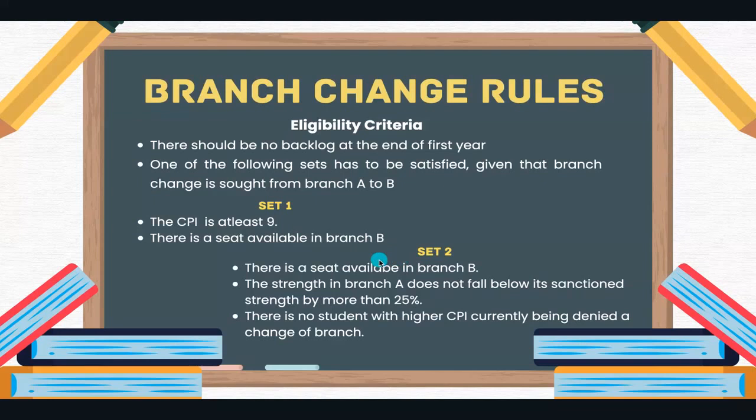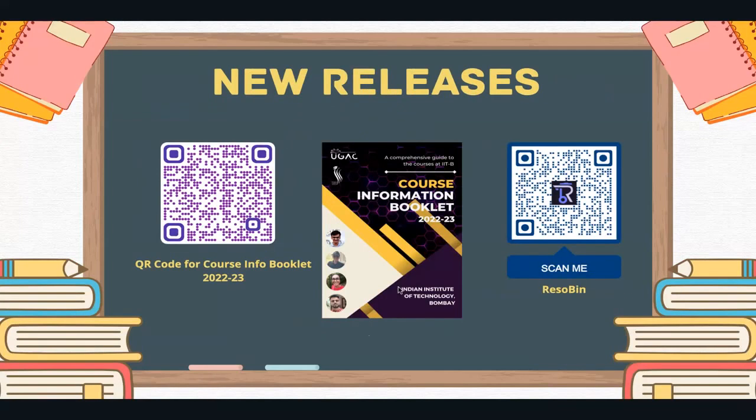Set 2 is that your CPI is not at least 9, and there is a seat available in branch 2. But there's a rule that once you change into branch 2, the strength of your branch should not fall by more than 25%. And no student with a higher CPI should be denied branch change if you are being granted a branch change. For example, if you are being granted a branch change, however a student with a higher CPI in another branch is not being granted branch change because of the 25% rule, then even you won't be allowed to change your branch.